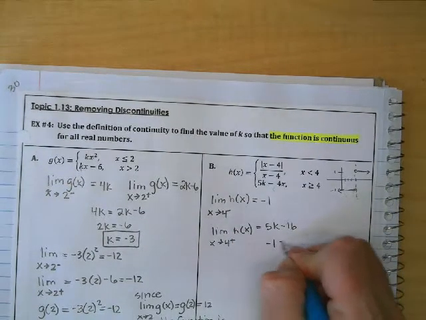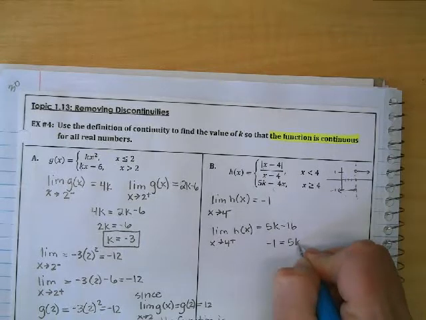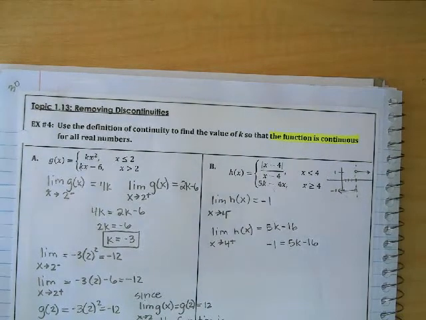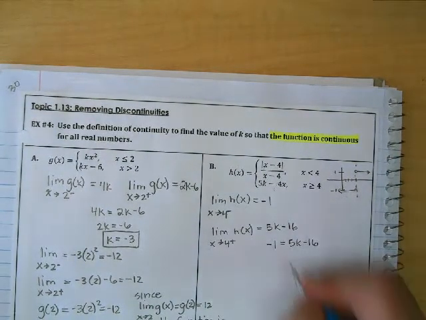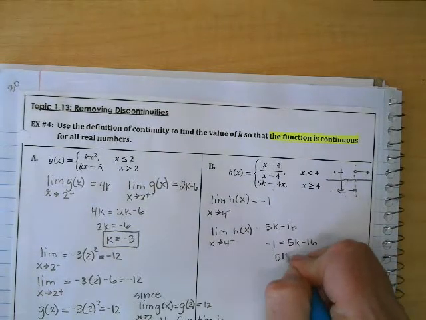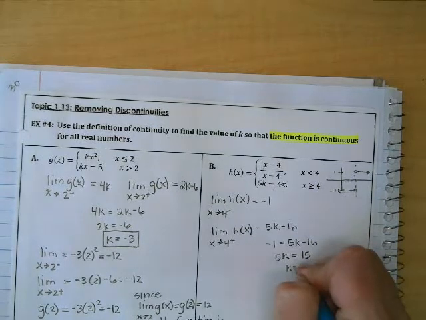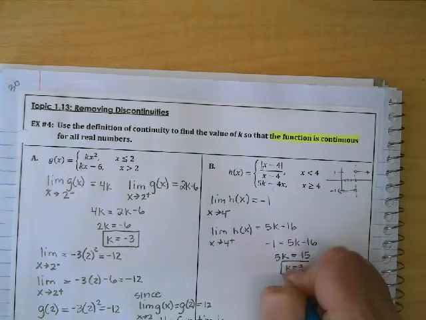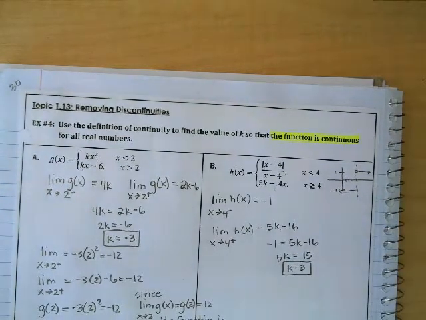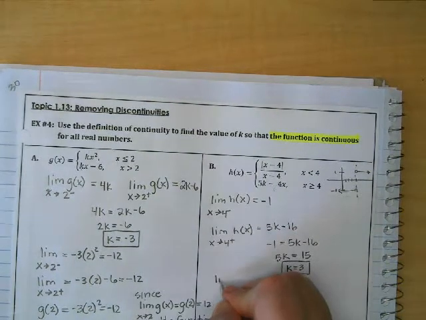So I know that -1 is going to be equal to 5k minus 16. So let's see, what does that tell me? 5k equals 15 and k equals 3. Okay, so now let's prove it.